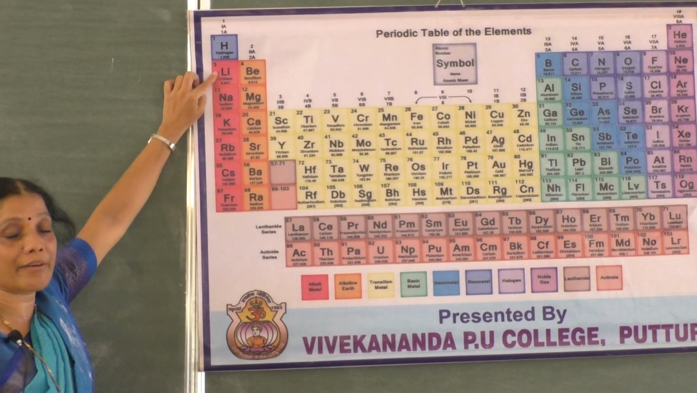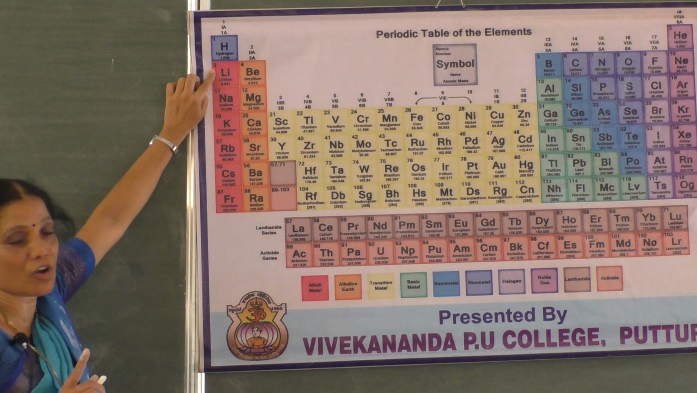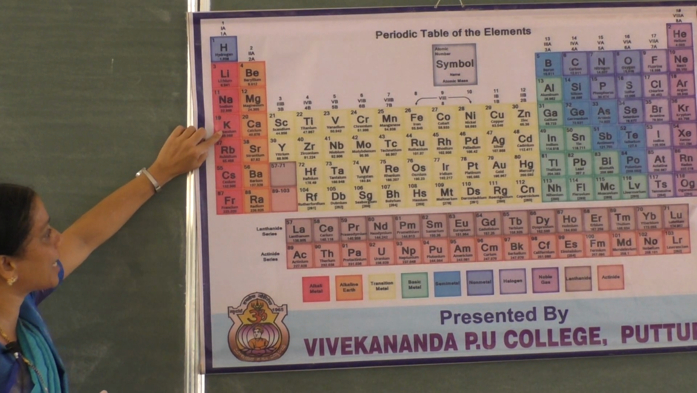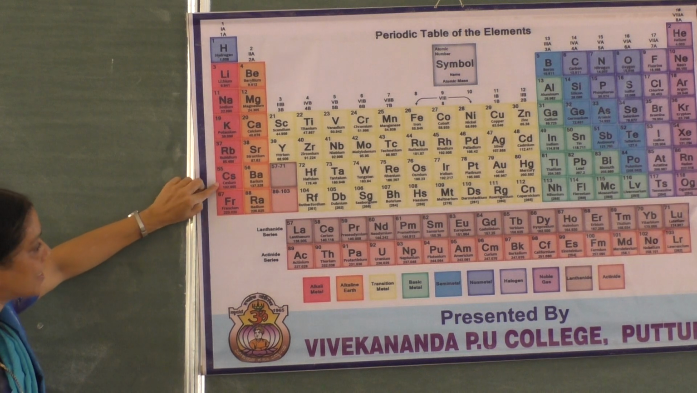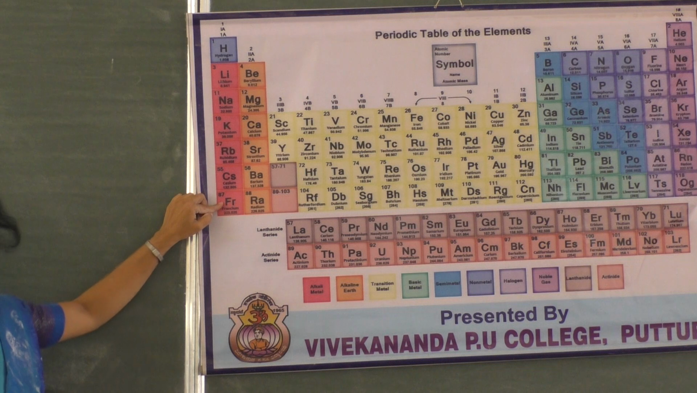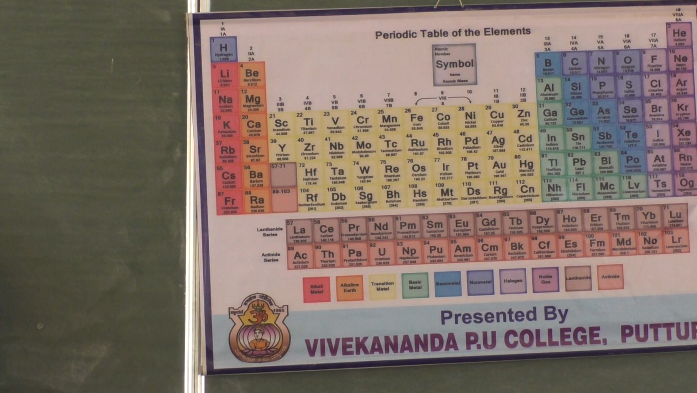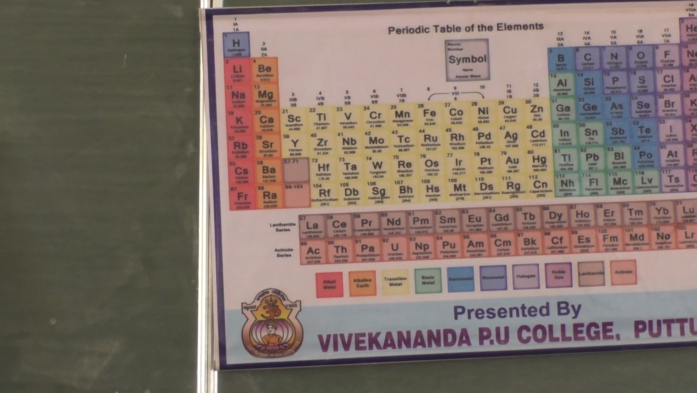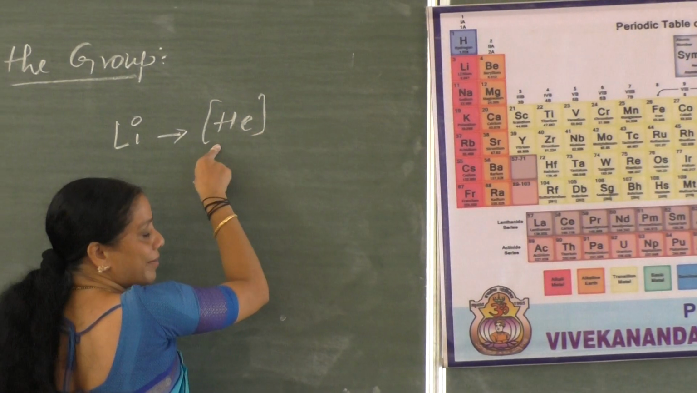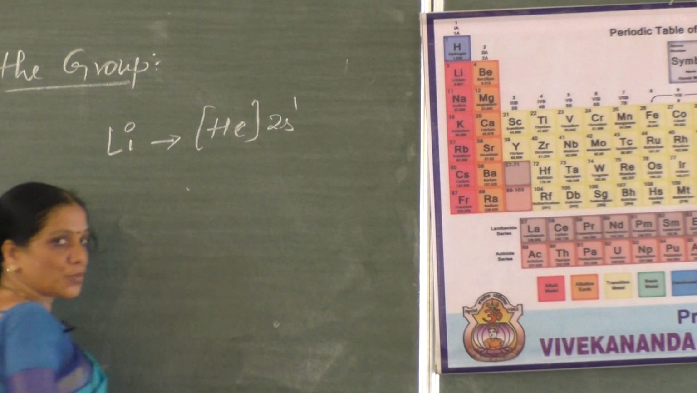Just see here, in the last session we wrote the electronic configuration for lithium, sodium, potassium, rubidium, cesium or francium. What is the total number of valence electrons? Always 1, isn't it? Do you remember we have written this? Lithium, using the noble gas configuration, helium 1s2, next comes 2s1.